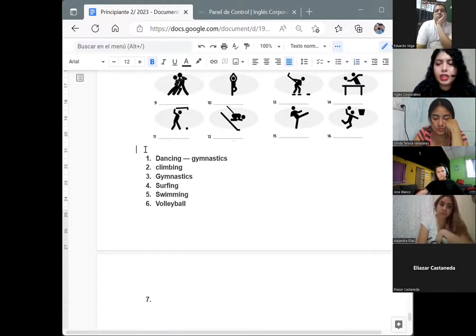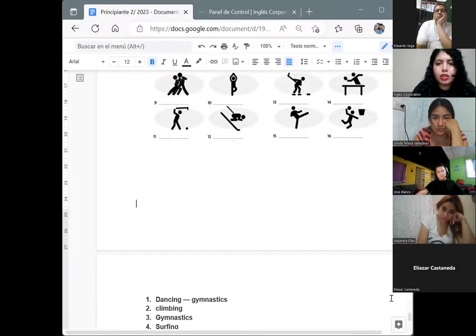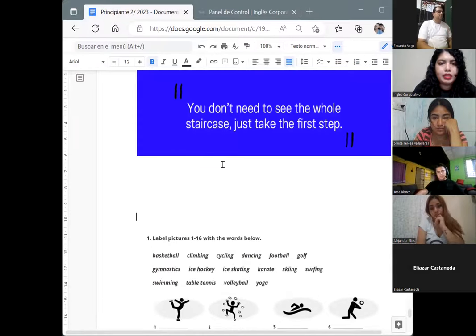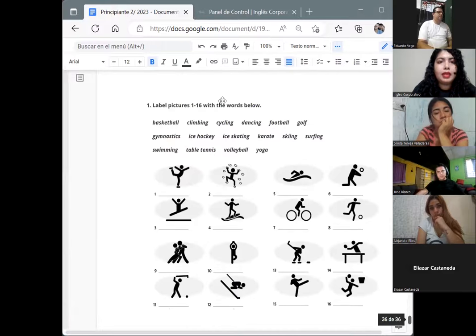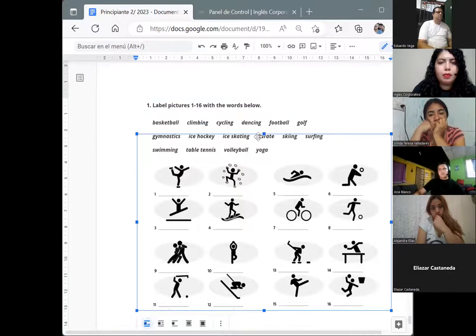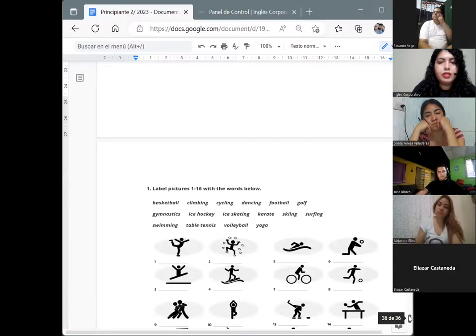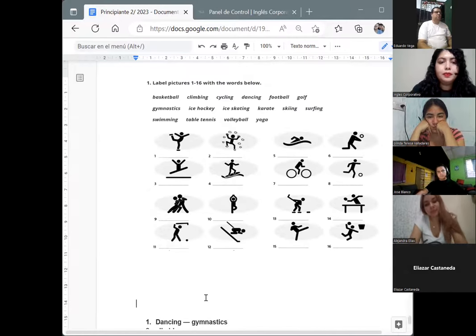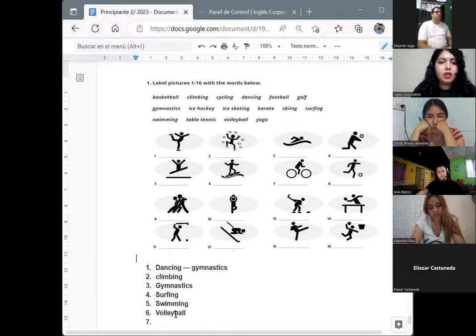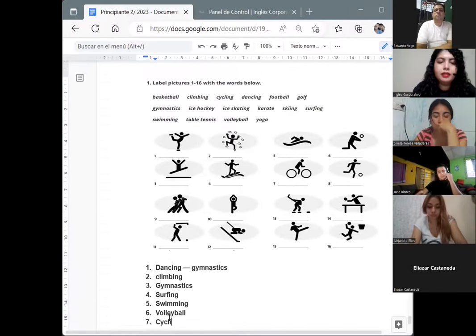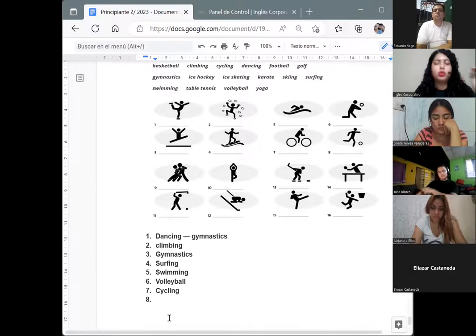I'm going to move the whole thing to the next page because we need to see also the image. Let me go to the next page. Give me a second. Vamos a tenerlo en una sola página para verlo. And I'm going to do it a little bit like this. Okay. Vamos a ver si se ve así. Okay, number 7. What is he doing en el número 7? Cycling. Okay. We have cycling.